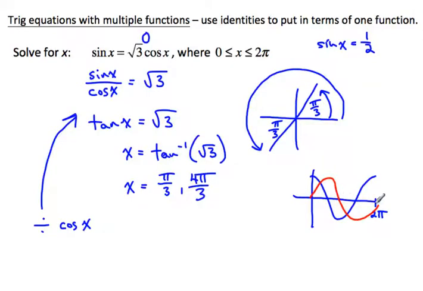Sin x has x-intercepts at 0, π, and 2π, and cos x has x-intercepts at π/2 and 3π/2. So if the right-hand side is 0, that means that we're here or here, then the left-hand side can't be equal to 0 because sin x doesn't have an x-intercept there. In other words, we don't have to worry about cos x being equal to 0 because that means that the original statement couldn't have been true in the first place. Therefore, we can divide by it because it's not equal to 0.